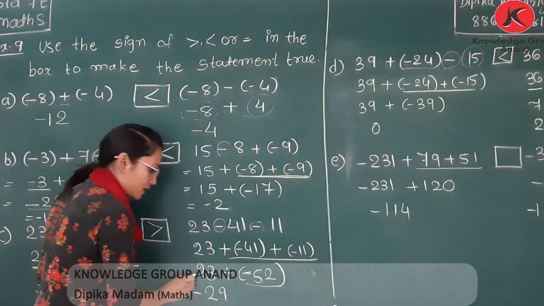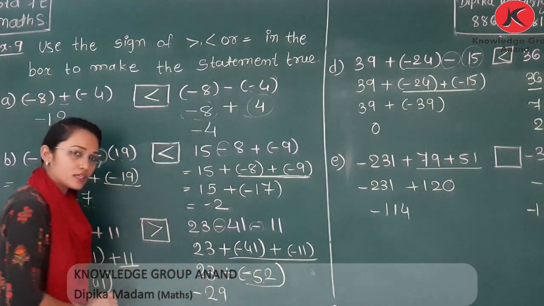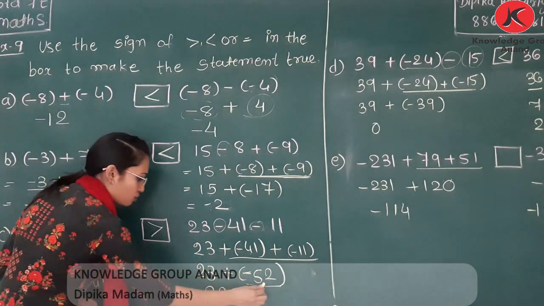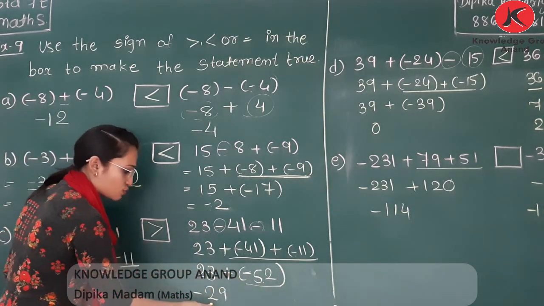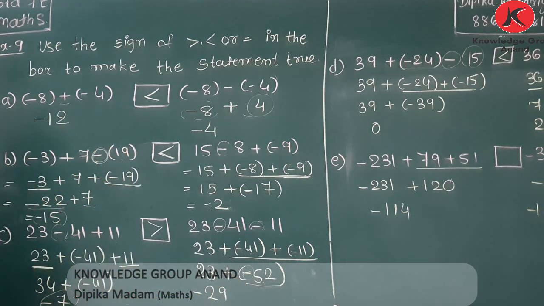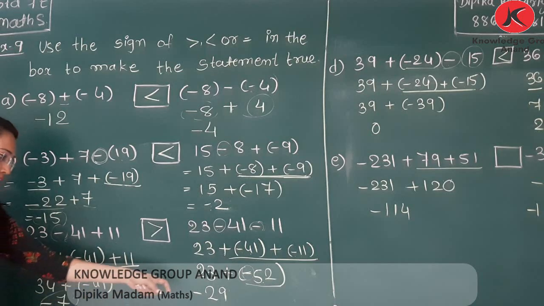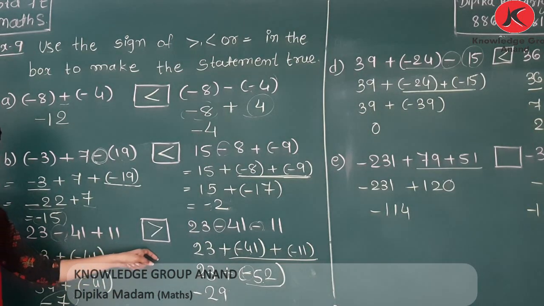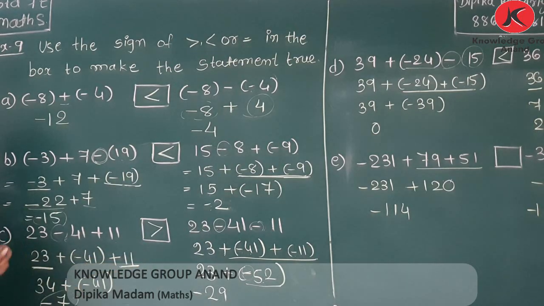Now 23 is positive and 52 is negative. One positive, one negative, subtraction. 52 minus 23, that is 29, sign of greater number minus. Now which one is greater, minus 7 or minus 29? Obviously minus 7 is greater, so greater than sign in the third example.